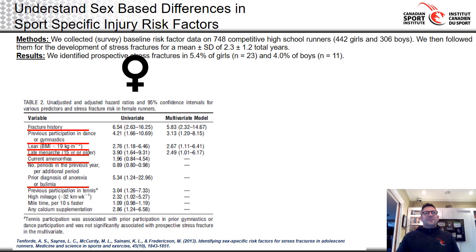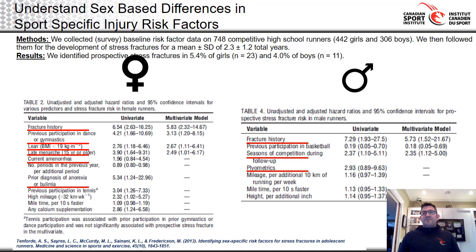If you have a body mass index under 19, if you've had late menarche, so late initial first period, 15 years or older, if you're currently amenorrheic, so if you currently do not have a menstrual cycle, and then the last major risk factor here is if you've had a prior or current diagnosis of an eating disorder, so anorexia or bulimia. The men's risk factors are less, but there are a few major ones that I'll highlight.